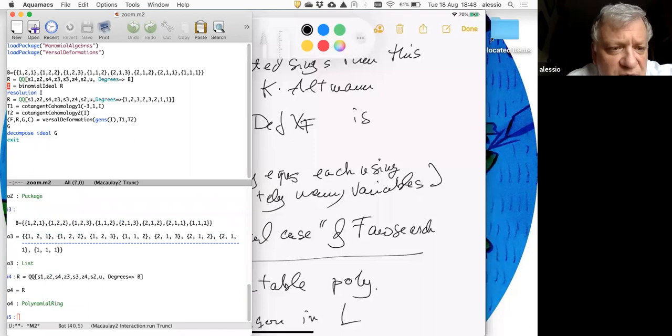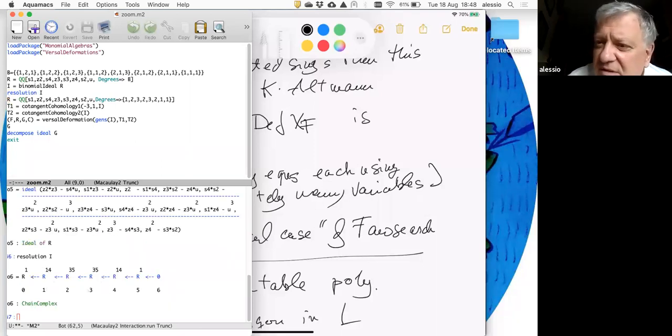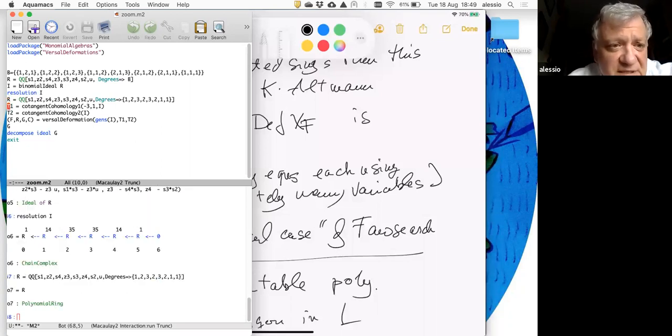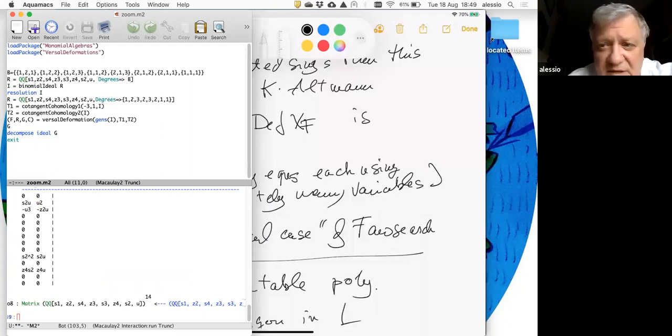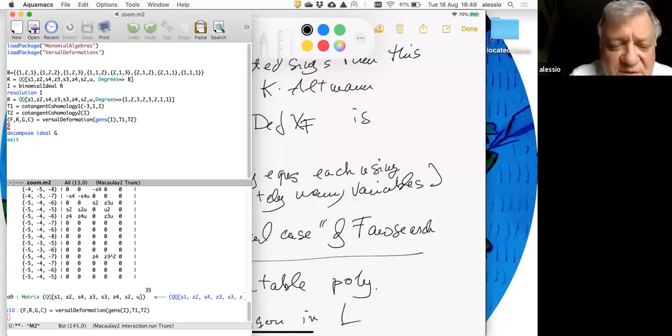So it's got a binomial ideal that you can see there, and the resolution is 14 by 35. This is typical in every codimension, if you practice these things. This is a codimension 5 Gorenstein ring, and they all have 14 generators in the ideal and 35 syzygies. And then I feed it to this program that was written by Nathan Ilten, which computes the versal deformation space.